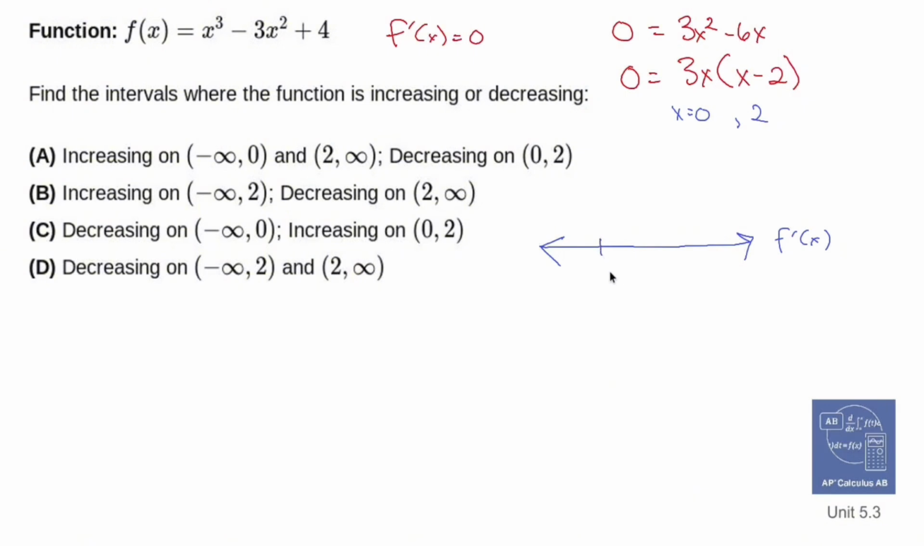Now I'm going to make a sign table for my f prime function. I have zeros at 0 and 2, and I need to find numbers in these intervals that I can plug into my derivative, which was this guy, and find out if I have a positive or negative number. So I'll pick negative 100, 1, and regular 100.